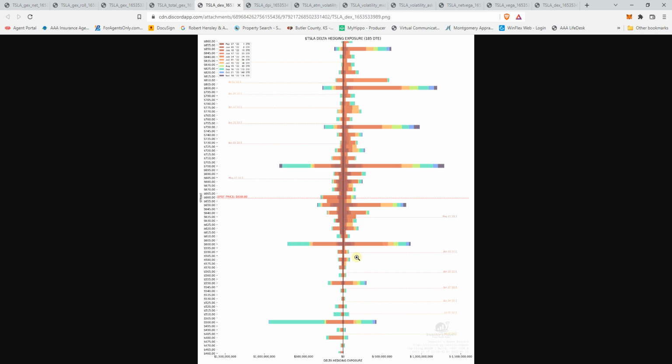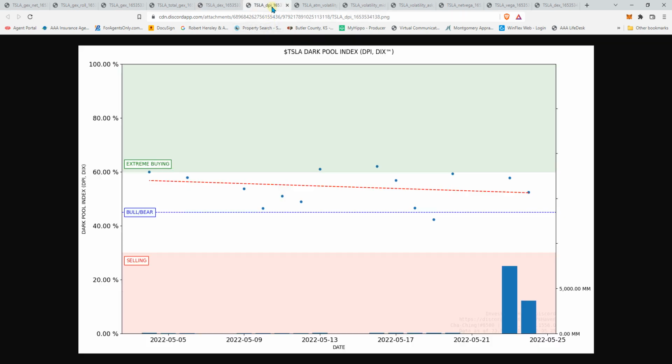So the delta hedging exposure. Here's something I don't totally understand how this plays into it. It's just another way of looking at it from a different angle. And this is one of the ones that I track every day, just to get an idea. How is it going to change? How did Tesla react today? How did it move? And how did this picture change? And so that's just something I'm going to track.